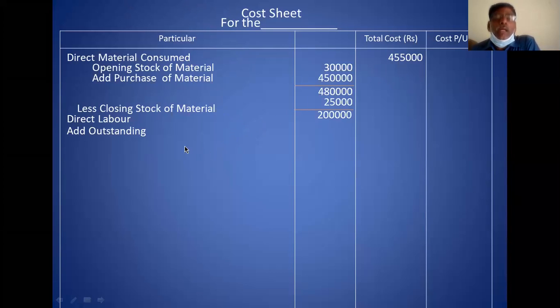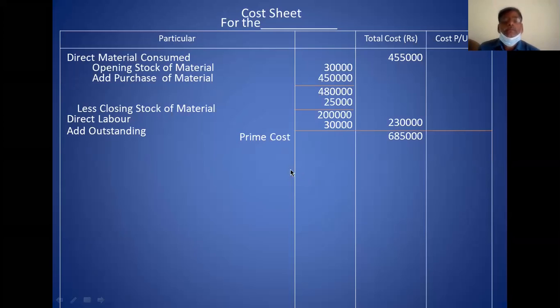Second, you take the direct labor, that is wages. 2 lakh is the wages, add outstanding. Outstanding is 30,000. You add outstanding 30,000, then total is 2,30,000. There is no direct expense. You add these two, 6,85,000 is the prime cost.